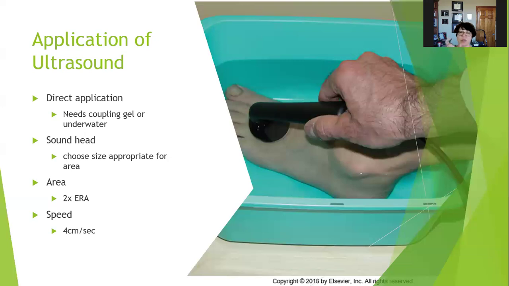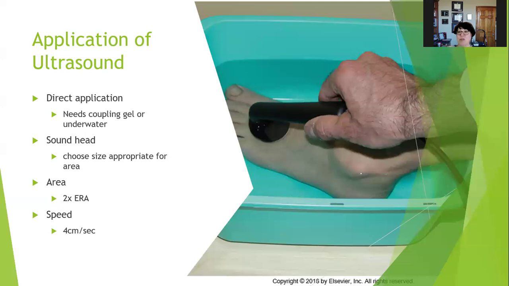If you're using a 2 centimeter sound head, you want to do a 4 centimeter area. And the speed is 4 centimeters per second. So if you have a 4 centimeter area, which is approximately 2 inches, you're going to take a second to go across that. That's pretty slow, right?